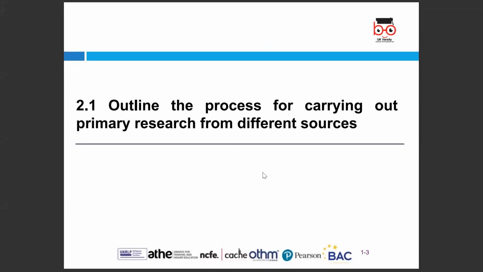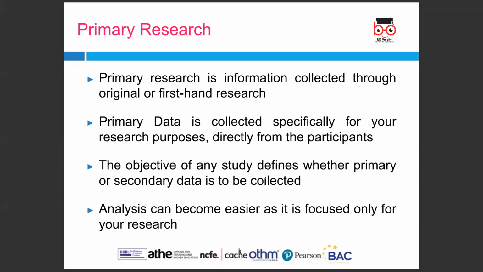So 2.1, we're going to look at outlining the process for carrying out primary research from different sources. So primary research is information collected through original or first-hand research, as was mentioned in the video. It identified that primary research is collected specifically for research purposes directly from participants. The objective of the study defines whether primary or secondary data is to be collected, and analysis can become easier as it is focused for your research.